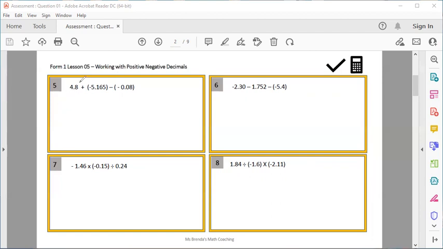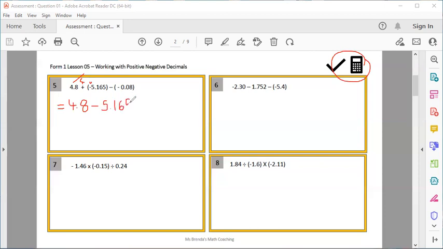Okay, for example, there is a bracket here. There is a bracket here. Look at this question. 4.8 plus negative 5.165 minus negative 0.08. What I need to do, step one, before using your calculator, is rewrite in your module how the question looks if you take off the brackets. In other words, I must write 4.8. Tell me, guys, what is positive mixed with negative? What do you get? Negative. Negative, that's right.